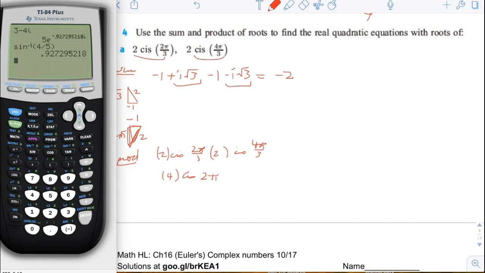And 2 pi is the same thing as 0, because 2 pi is like 360 degrees, which is also 0 degrees in the unit circle. So basically that is equal to the real number 4.